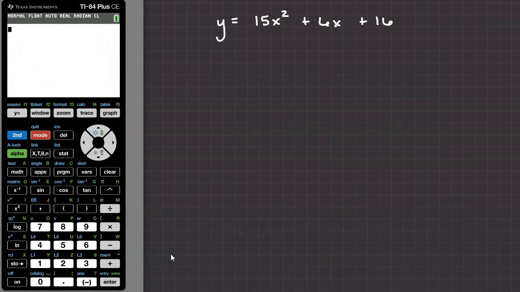We're going to look at how to find the vertex of a quadratic function using the TI graphing calculator. Before we do that though, let's go ahead and look at the function and see what we know about it before we look at the graph.